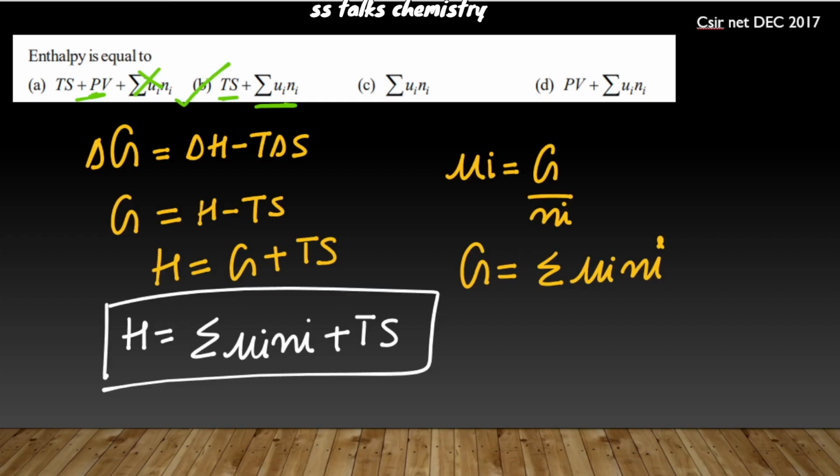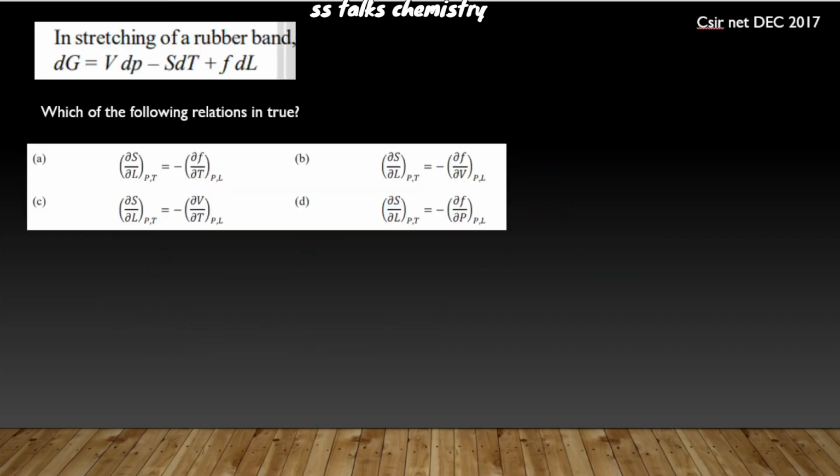Okay, next, this question now. This is from the December exam of the year 2017. For the stretching of a rubber band, dG is equal to V dP minus S dT plus f dl. Which of the following relationships is the true one?